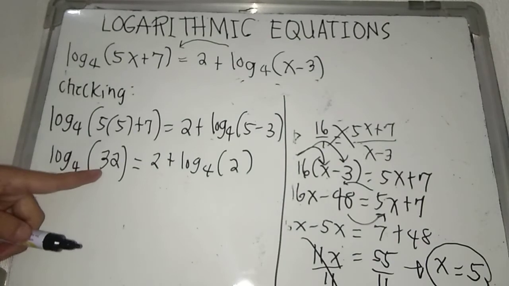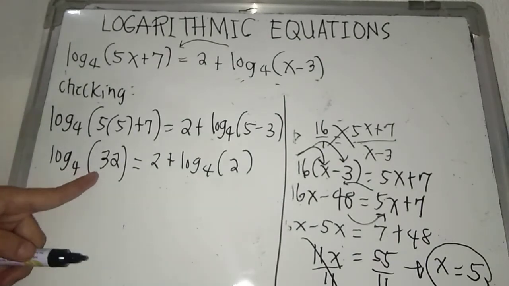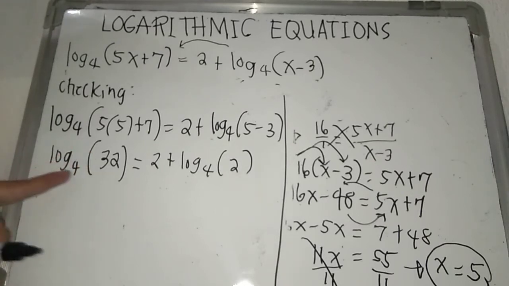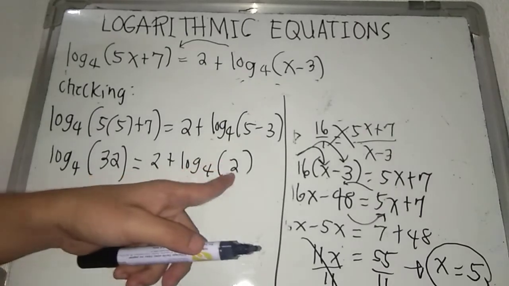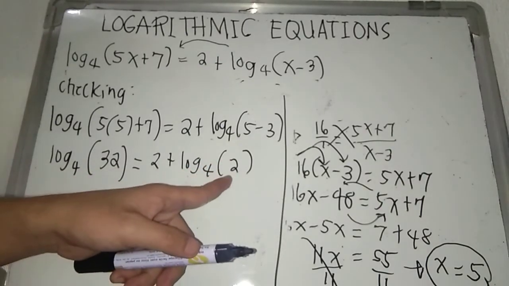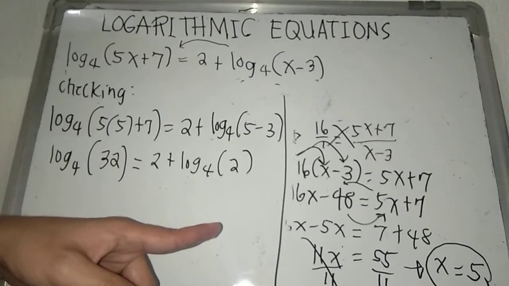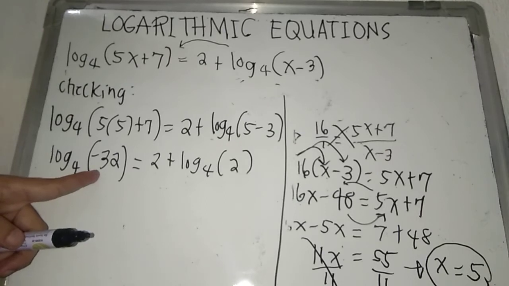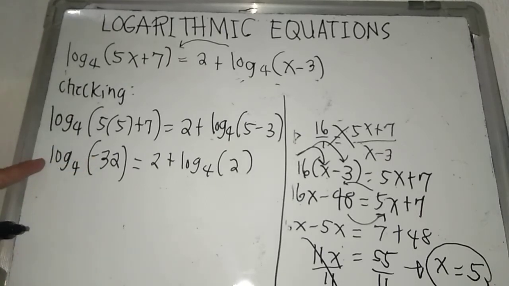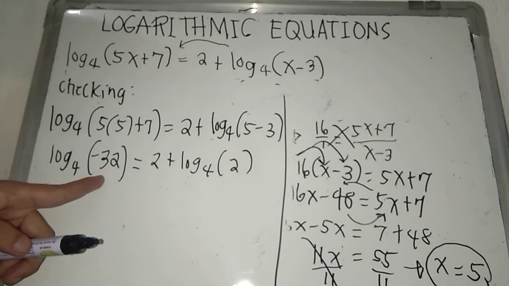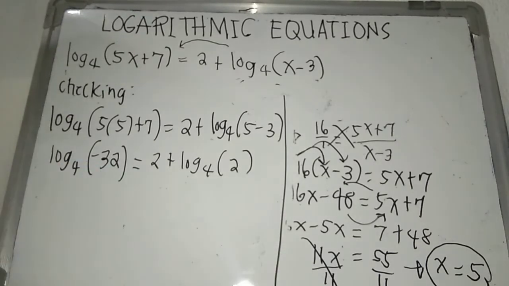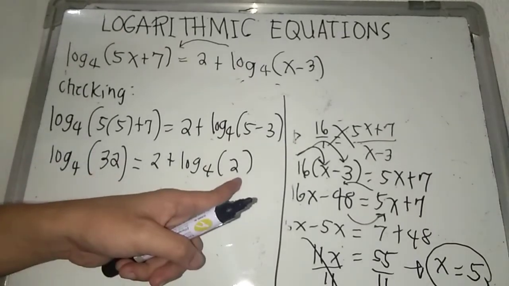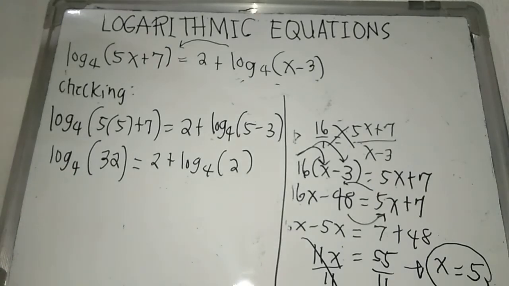Now, as you have observed, the value inside our logarithms is a positive number. So meaning to say, x equals 5 is really our solution. Now, if ever the value inside is negative, or the expression of the log has a negative number, then you are going to reject your answer because that is extraneous. But it happens here that all of the numbers inside the logarithms are positive, so we are going to accept that.